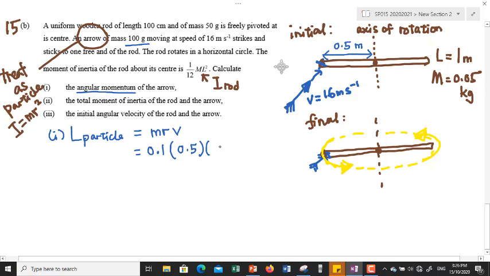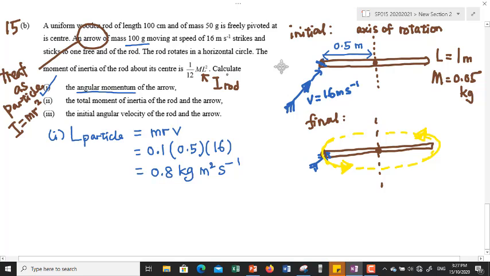Then the speed of the arrow is 16. So when we do our calculation, we will get the angular momentum. The angular momentum will be 0.8 kg meter squared second negative 1. Okay, so we settle question 1. Then we move on to question 2.